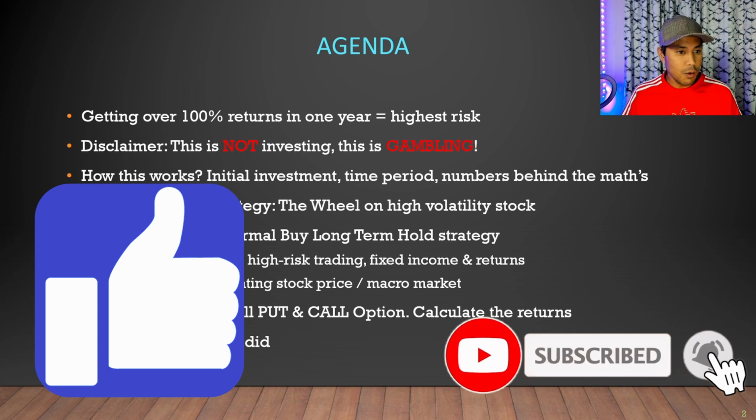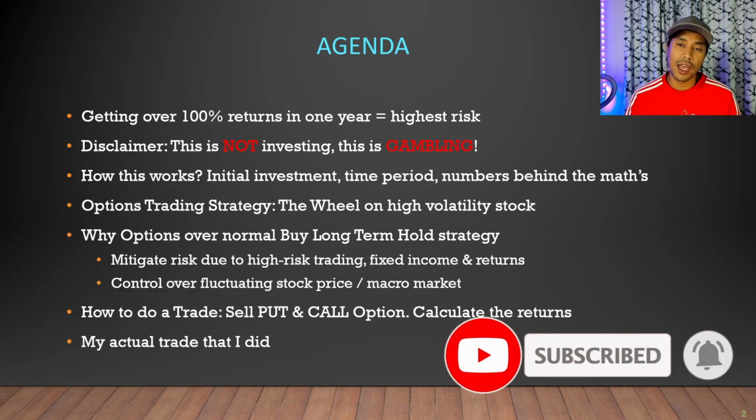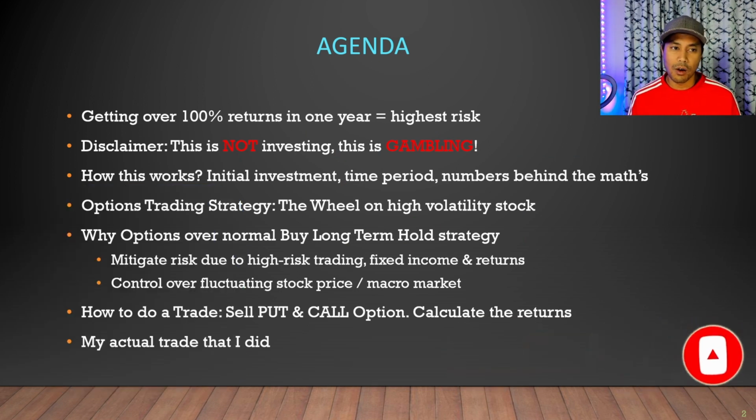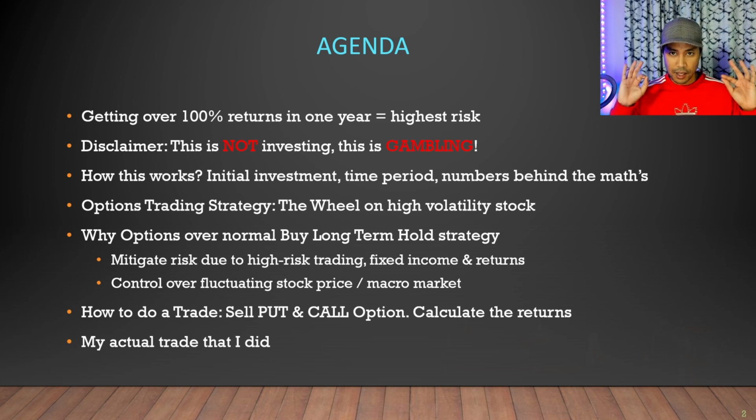So in this video we're going to go over how to get 100% returns annualized over a year, which equates to the highest risk. So be sure to understand this is not investing, this is gambling your money. We're going to go over exactly how this works, the initial investment that you need, the time period, and also the numbers behind the math. And this options trading strategy is all about doing the wheel strategy on high volatility stocks.